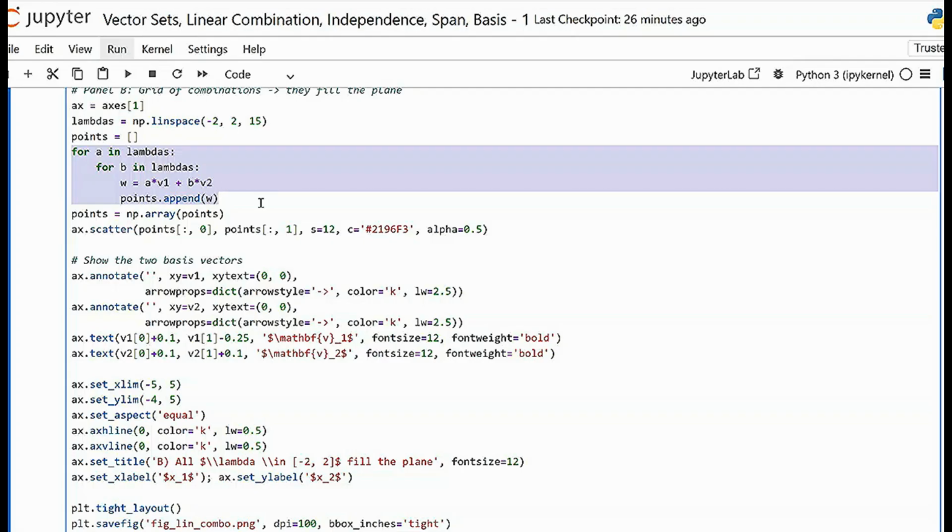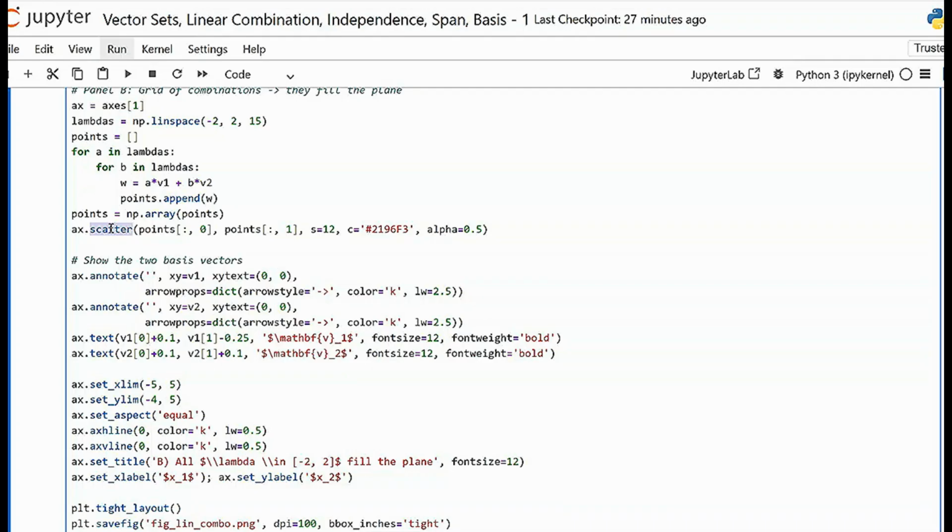When combining these, kindly observe, dear friends, we have already specified W equals A times V1 plus B times V2. That is, compute the linear combination of each pair. Next, we store each resulting vector and convert that list into a NumPy array for easier plotting. Here we have used scatter because it shows many generated points, all reachable combinations.